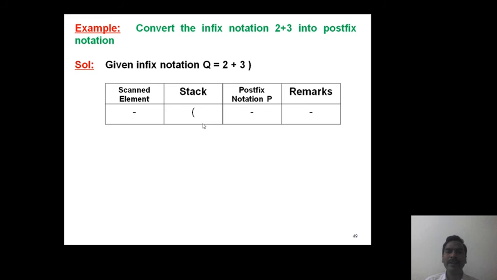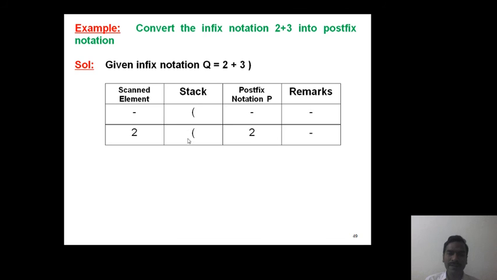Now every time we check whether the stack is empty or not. Here the stack is not empty. Hence we scan the elements of Q from left to right. Now the first scanned element is 2. What type of element? 2 is an operand. So if an operand is encountered, add it to P. Hence we place 2 into the resultant postfix notation.